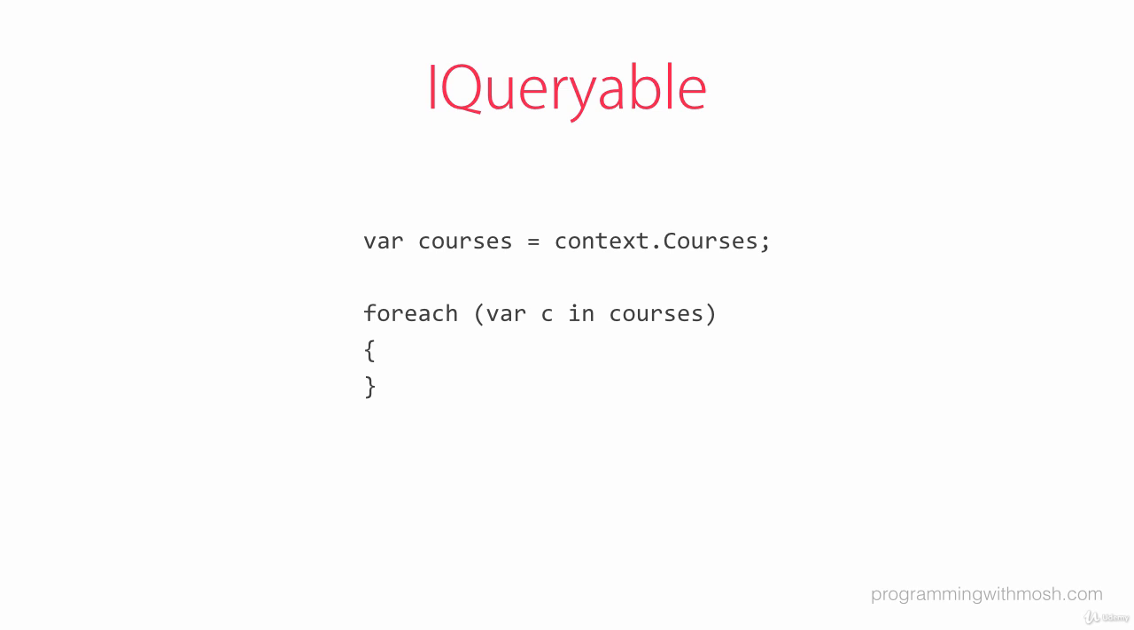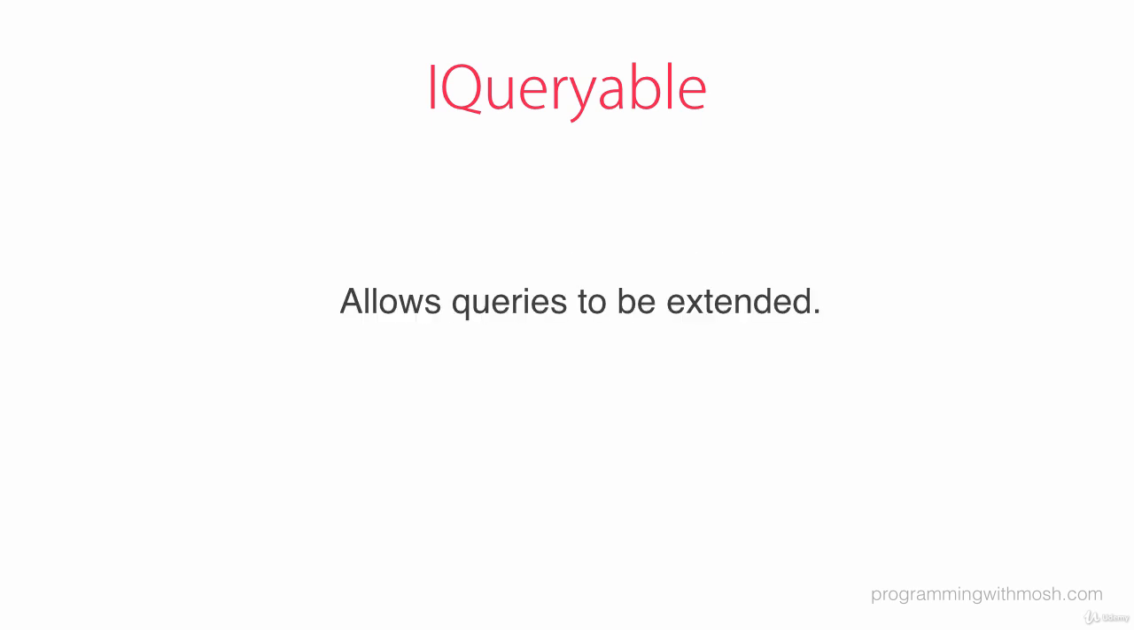Now you might be wondering, what is the difference between IQueryable and IEnumerable? IQueryable allows queries to be extended without being immediately executed. Let's do a quick experiment and see this in action.